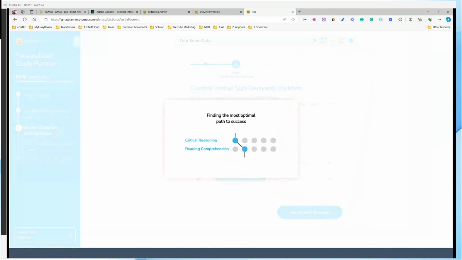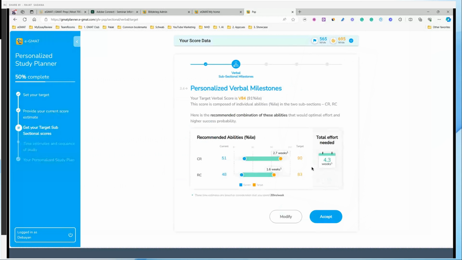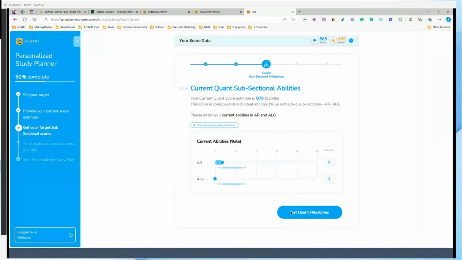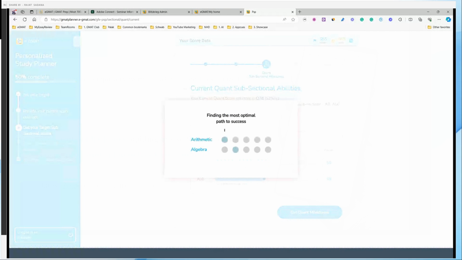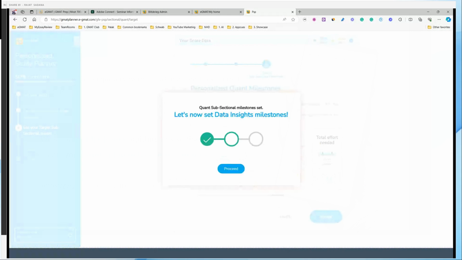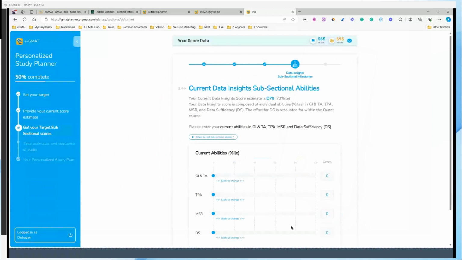Then based on this, it'll create your milestones for verbal. It'll tell you how much time you need in CR and in RC, and I'm going to accept that. It'll do the same thing on quant. Let's say you are at a high ability in arithmetic, lower ability in algebra. It'll also get you quant milestones based on this. Okay, let's accept that. And again, arithmetic is a lot bigger than algebra, so that's where this comes in.